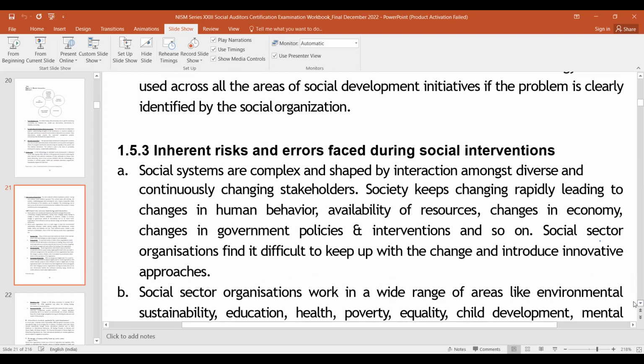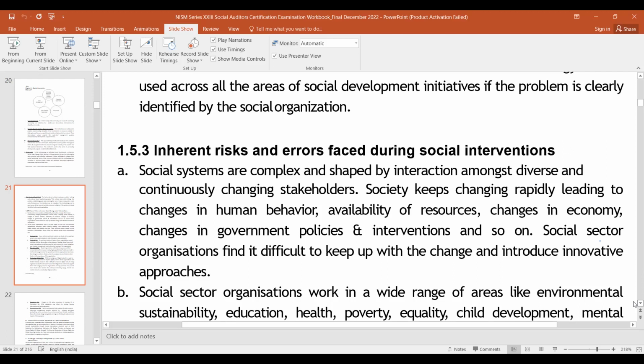Society keeps changing rapidly, leading to changes in human behavior, availability of resources, changes in economy, changes in government policies and interventions. Social sector organizations find it difficult to keep up with the change and introduce innovative approaches. Because of the complexity, because they are working with people, not with objects, and they are social systems, they are complex and shaped by interaction.